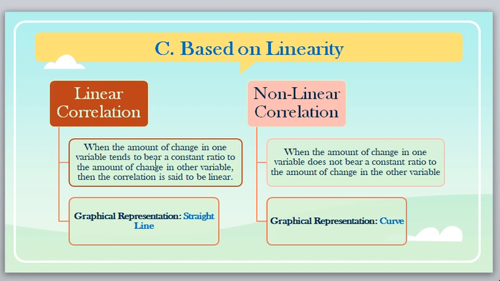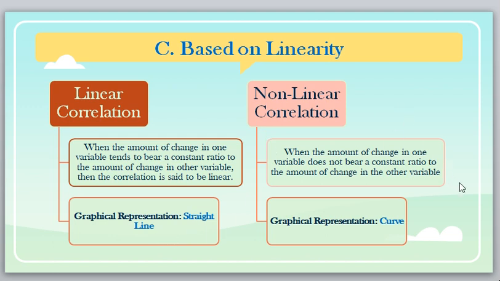So linear is when the amount of change in one variable tends to bear a constant ratio to the amount of change in another variable. The best way to understand this is in the graphical representation. The graphical representation of a linear correlation will be in the form of a straight line.